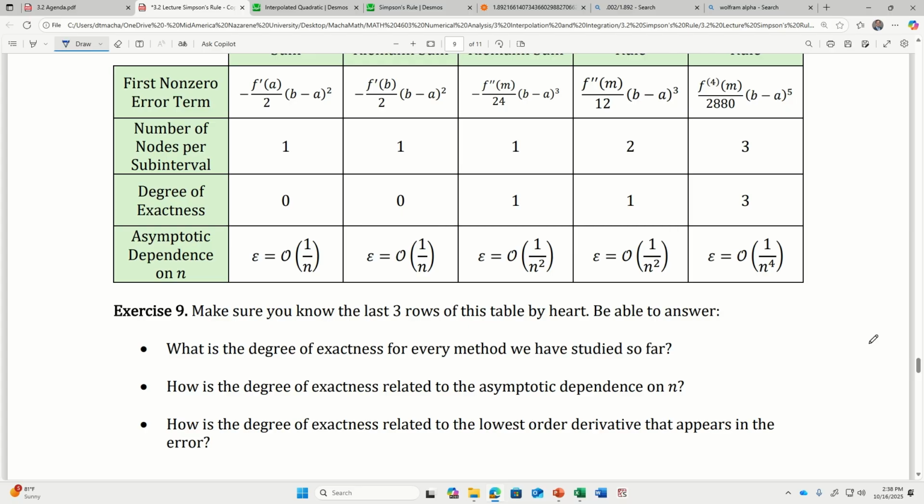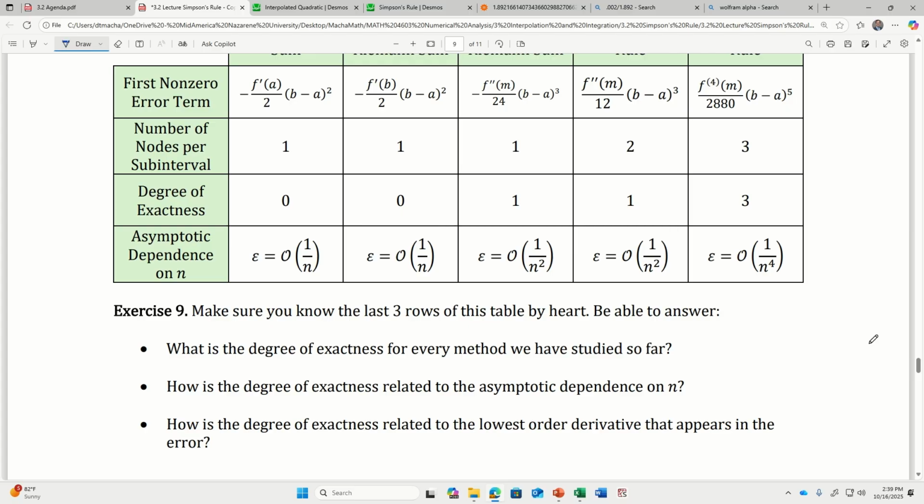So even if we don't really care about integrating degree 3 polynomials exactly, I mean, who's sitting around integrating cubics all day long? It's really not that important. But what we really care about, the reason we want a higher degree of exactness, is because it's going to make our error drop more quickly as we increase the number of subintervals in the composite rule.